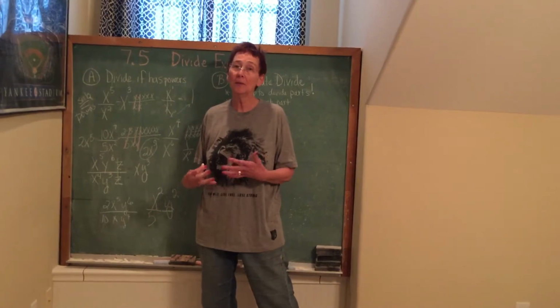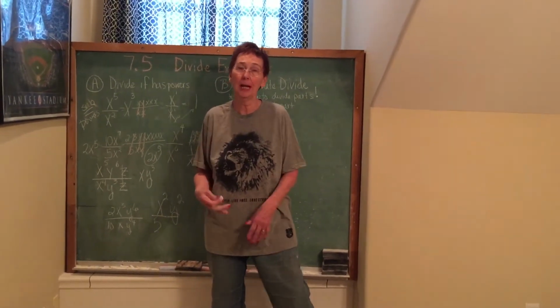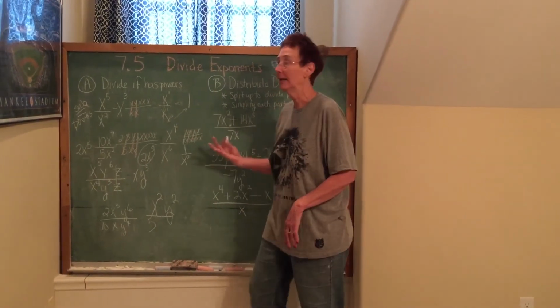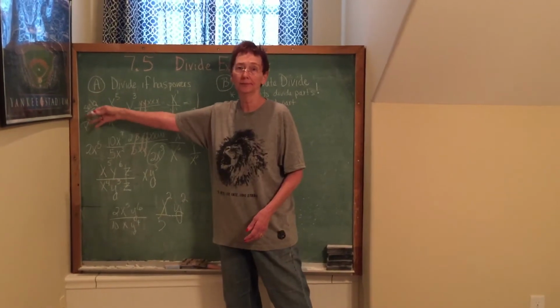If there are more of them on the bottom, or if the bigger number is on the bottom, that's where they have to be left, okay? So that's how you do divide. Either spread them and cross them out and tell me what you got left, or use the shortcut, okay?